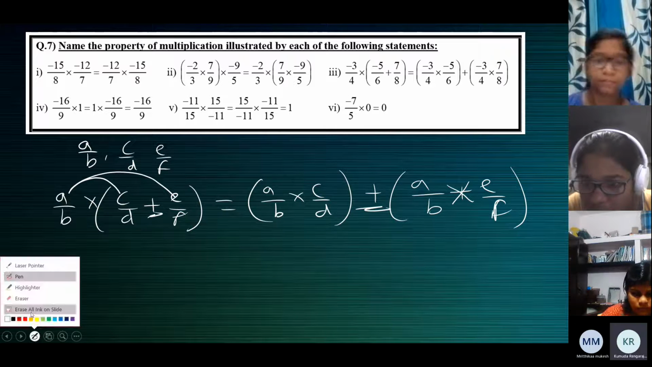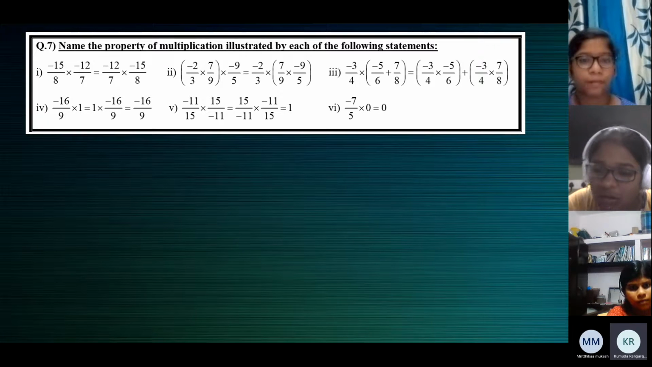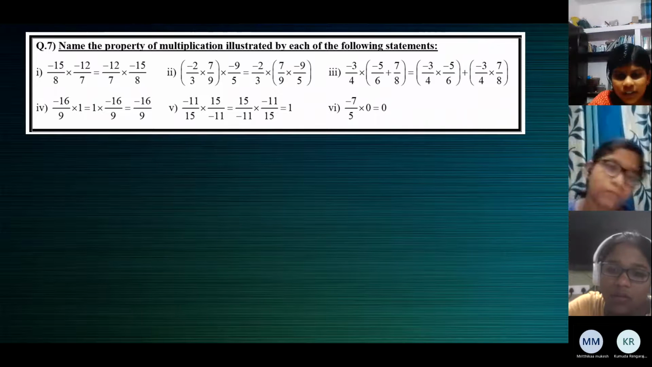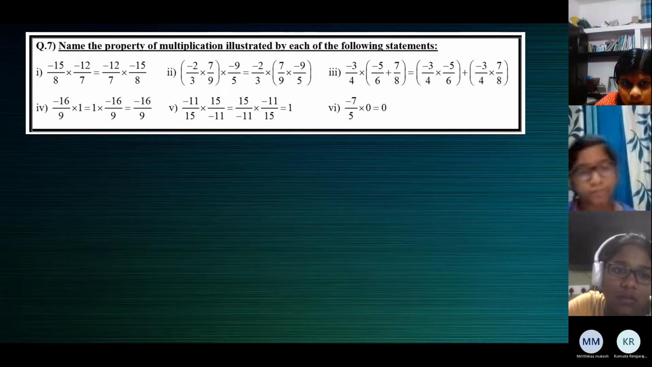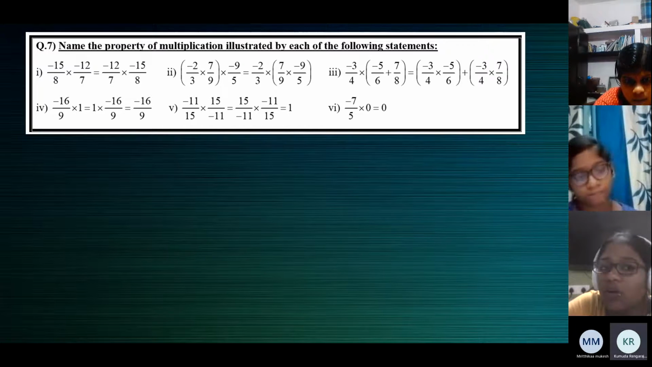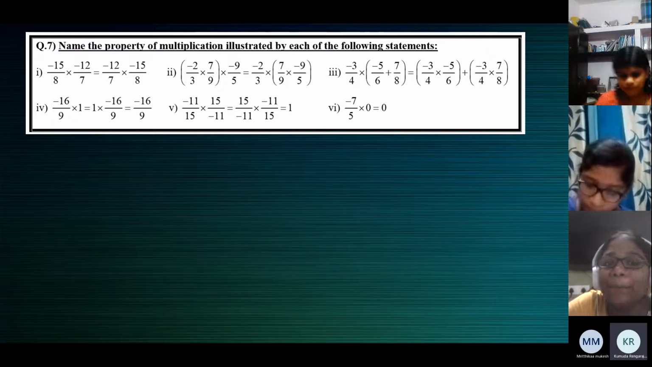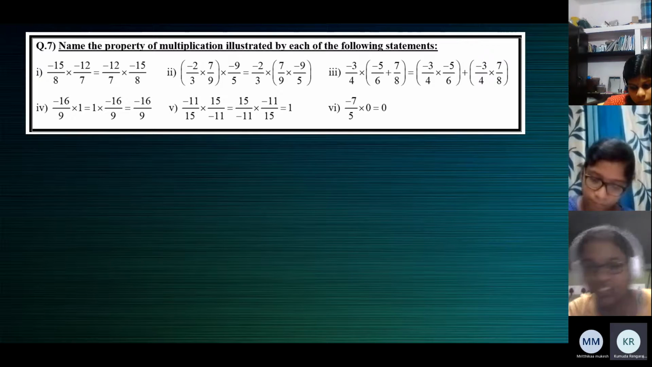Okay, so Swati was right with the third one. Yes, Bhavisha, fourth one. Fourth one is closure property on multiplication. No, you should say the most appropriate property. Sometimes another property might look correct, but the most appropriate property.